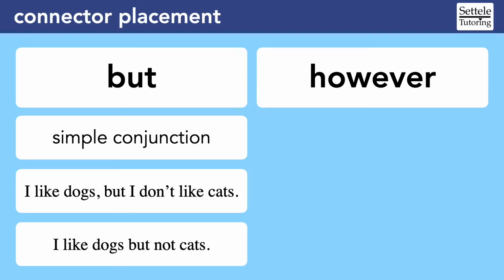But essentially, we need a comma when the but is joining two independent clauses that could exist as their own sentences. I like dogs, but I don't like cats. When the contrast is not between two sentences, we don't use a comma with the conjunction.